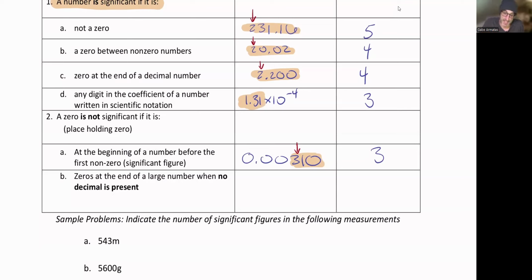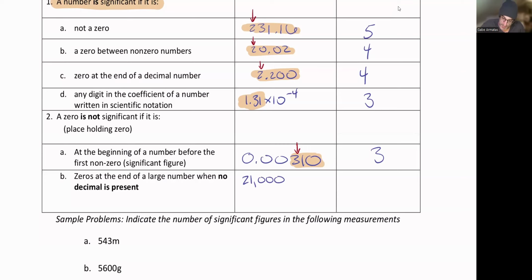And then zeros at the end of a large number. This one is the one that confuses people a little bit, and we're going to look at it in two different ways, and then I'm going to summarize it in a little aside here. So if I were to do 21,000, that'll work.